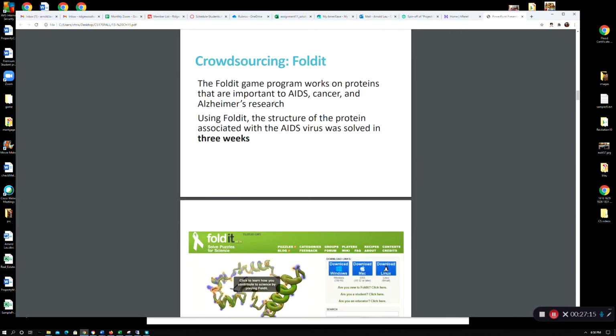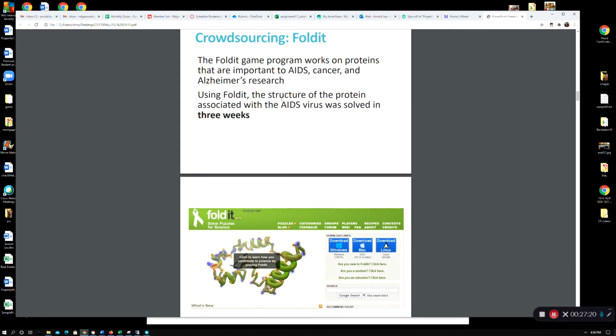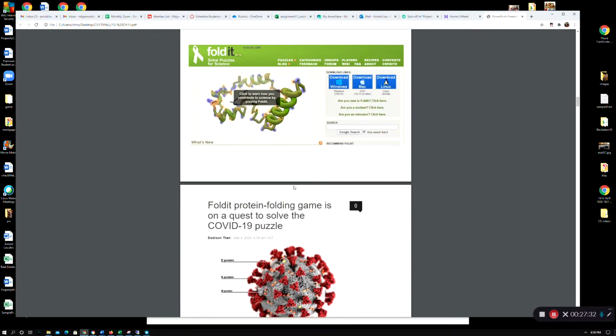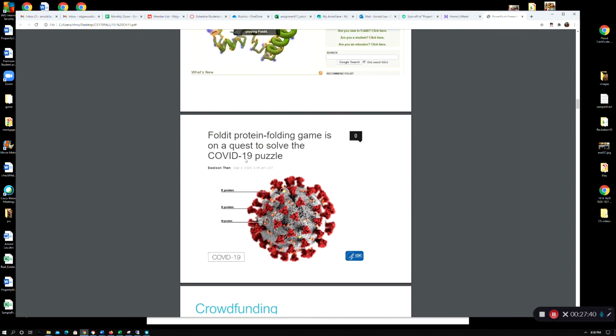So the Foldit game, right? This is like folding proteins and stuff like that. So this is pretty interesting, right? Talking about finding a structure for proteins, and they talk about the AIDS virus solved in 3 weeks. They're actually doing something similar, or they have done something similar for COVID. So I took a screenshot of this back in March, and they're essentially trying to apply a similar principle to breaking down the COVID virus.